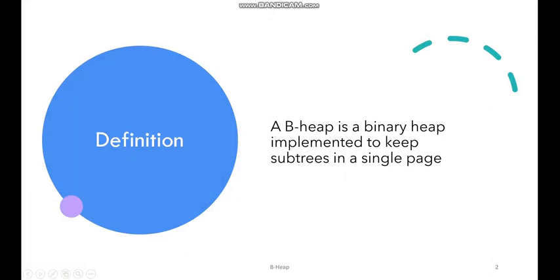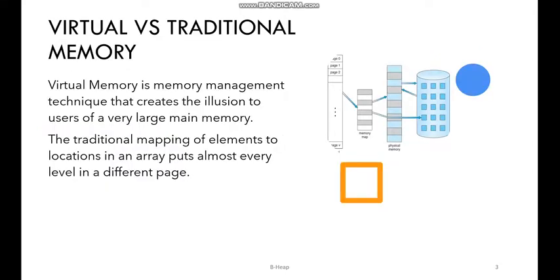Now we will study how the binary heap and BHeap are used in virtual memory. Before that, we will study what virtual memory is and what traditional memory is. Virtual memory is a memory management technique that creates an illusion to the users of a very large main memory. As you can see in the image right here, there are various memory pages, and these memory pages are mapped to the memory map, and finally they are mapped to the physical memory, and the physical memory is then mapped to the physical memory chunks.